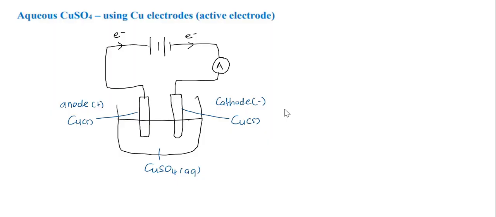For example, here, if we have the aqueous solution of copper sulfate by using the copper electrodes, the copper electrode used is an active electrode because the copper solid at anode will dissolve and form the copper 2 plus ion. And the electrolyte contains the same ions as the metallic ions formed from the anode.